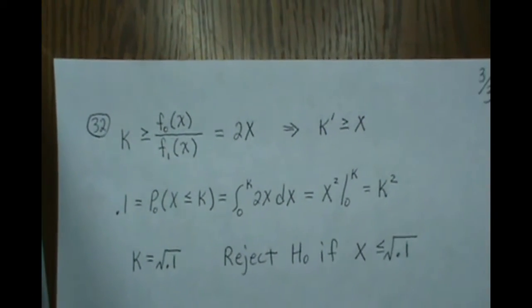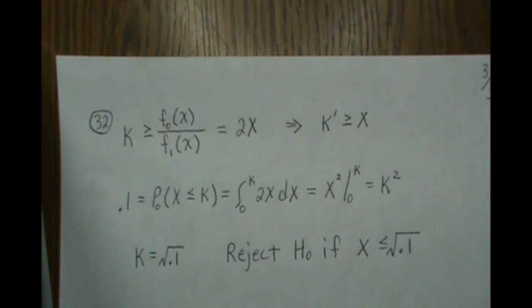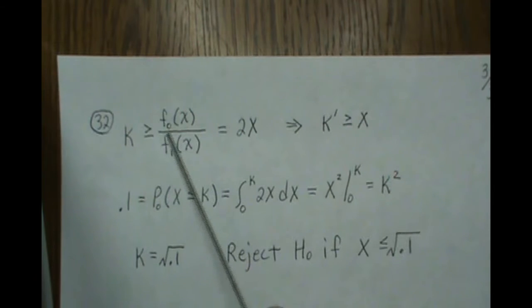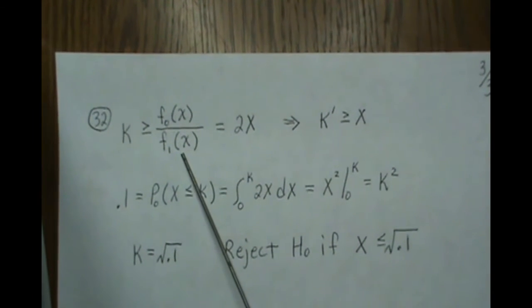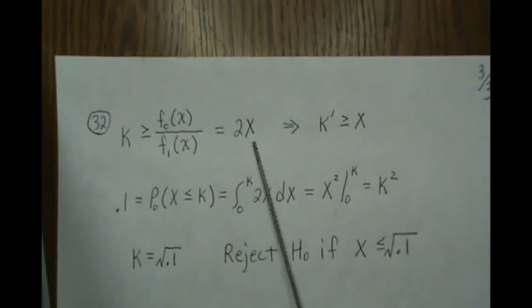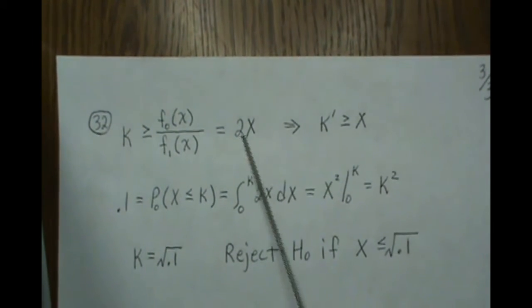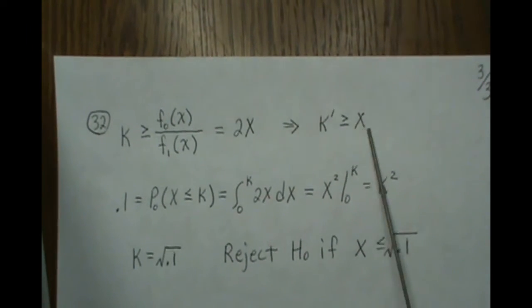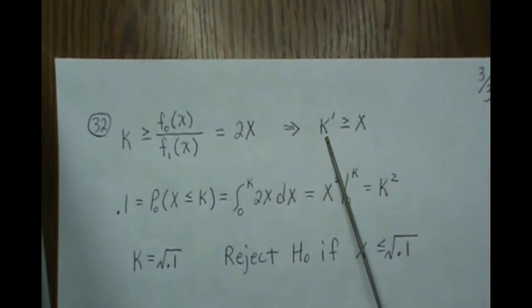Number 32, we want the Neyman-Pearson test, and so that says to take the simple null over the simple alternative, and if this is less than some k, we're going to reject. This ratio is 2x over 1, and then because that 2 is a constant, and this k is a constant, you get x. Our rejection region is x being less than some constant value. But now we need to figure out that constant value.